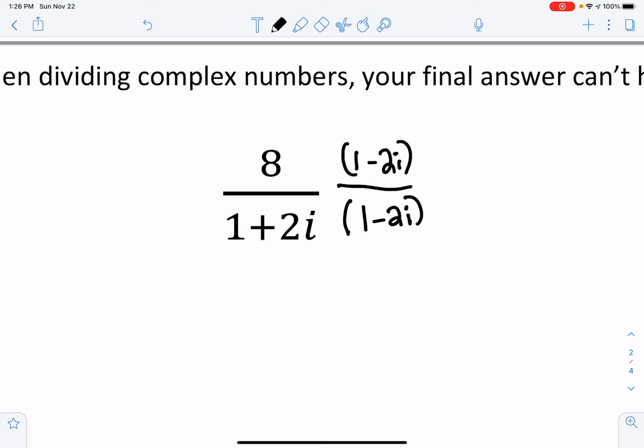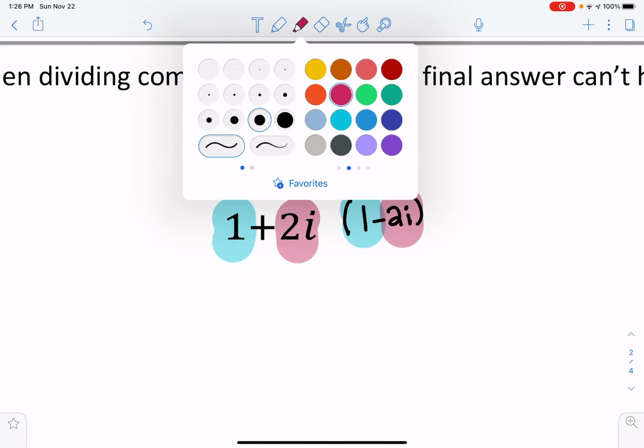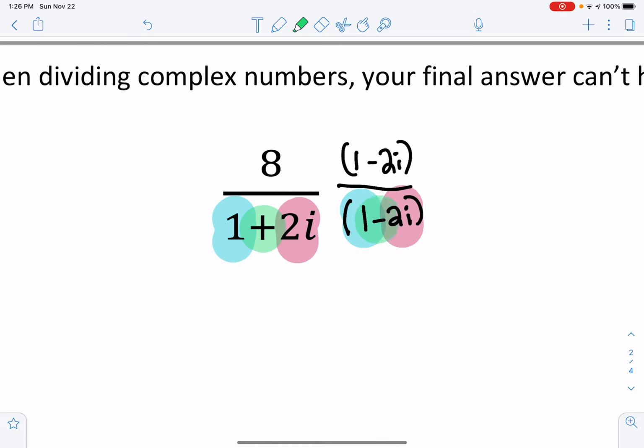The way you do that is you'll notice the numbers in here are the same, but the sign in the middle is different. And that's what makes it a complex conjugate. It's just the same numbers with a different sign in the middle. Then you put one above the other, and you just multiply twice.